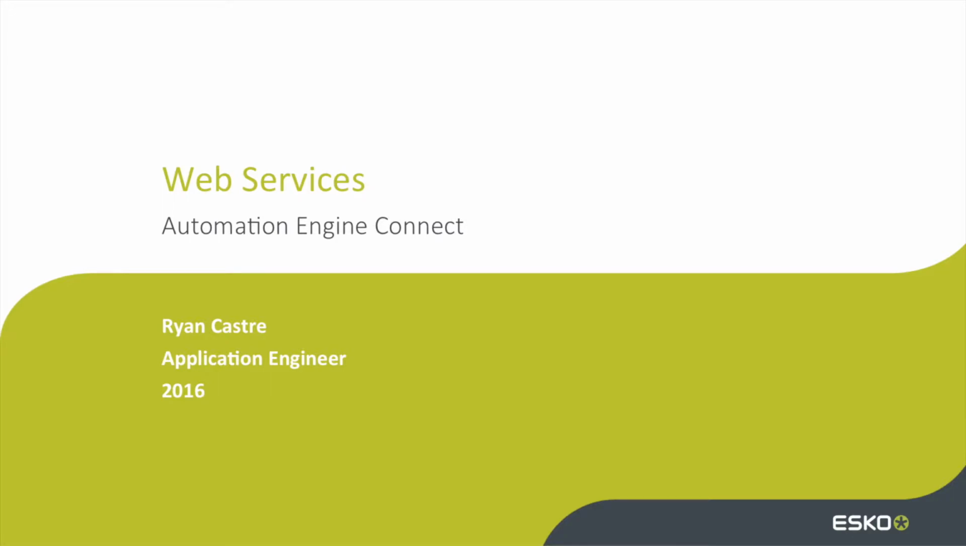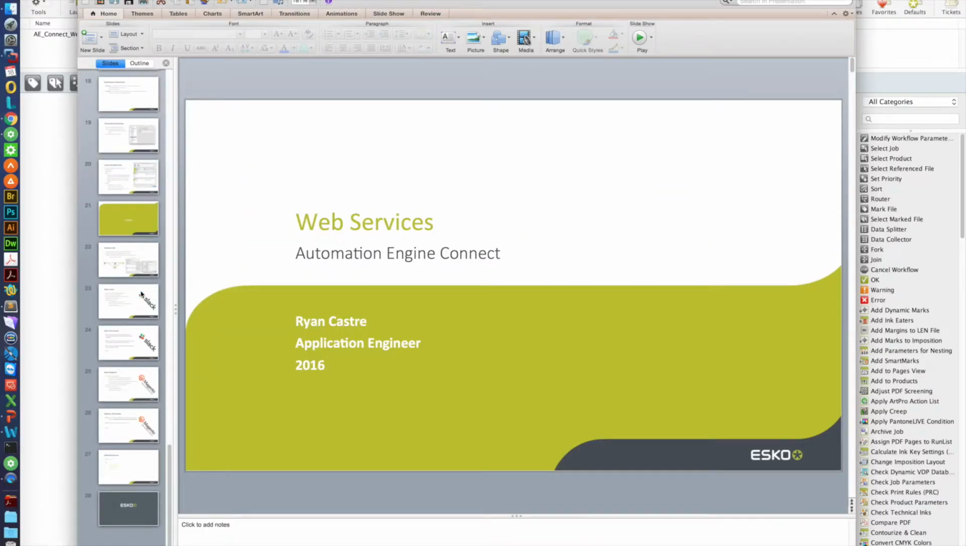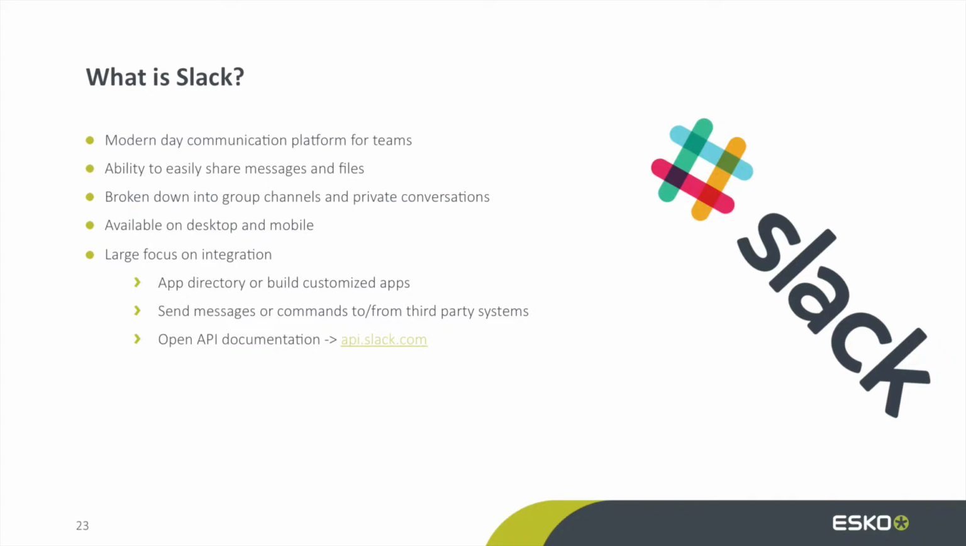Alright, so let's take a look at Slack. So what is Slack? You may have heard of it before. Well, Slack is simply another application that was developed as a modern-day communication platform for teams. It's similar to any instant messaging software, although it has a little extended functionality. It gives us the ability to easily share messages and files with different members. And it's broken down into different groups, channels, and private conversations.